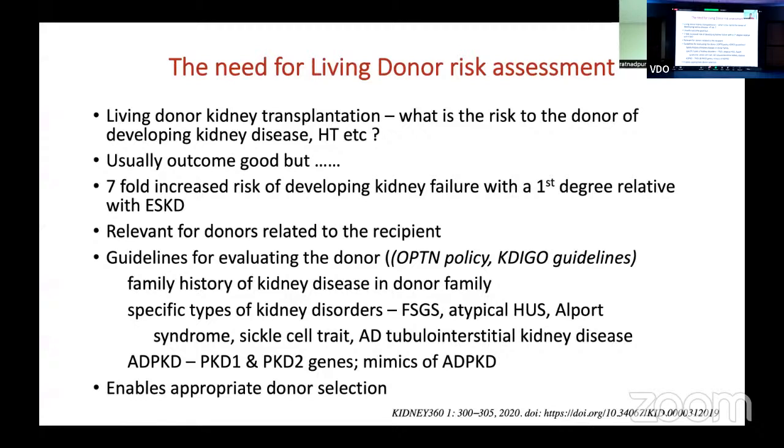Now, what are the guidelines for evaluating the donor? Again, we go back to a family history because there's a lot we can ascertain from the family history. And in specific types of kidney disorders like focal segmental glomerular sclerosis, atypical HUS, Alport, sickle cell trait, autosomal dominant tubulointerstitial disease, ADPKD, and various mimics of ADPKD, we need to do genetic testing because it really enables appropriate donor selection, and that is very, very relevant.